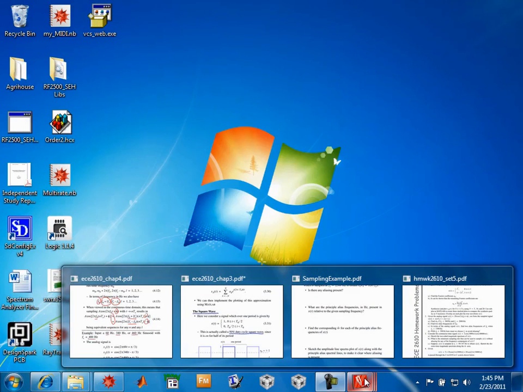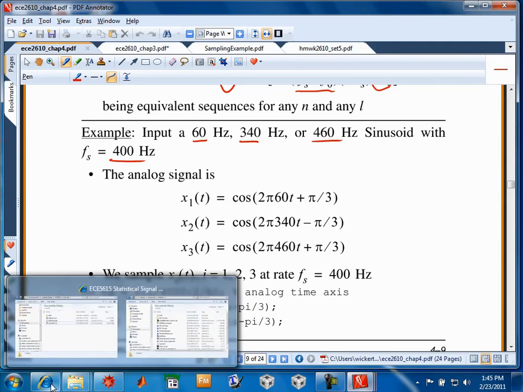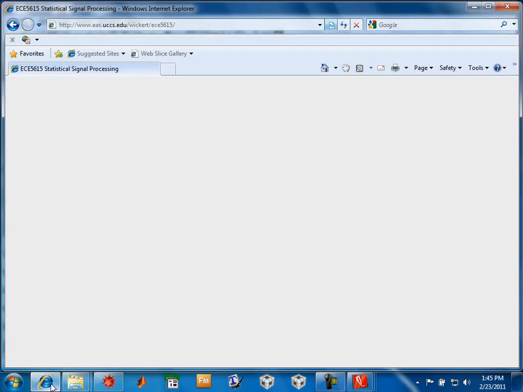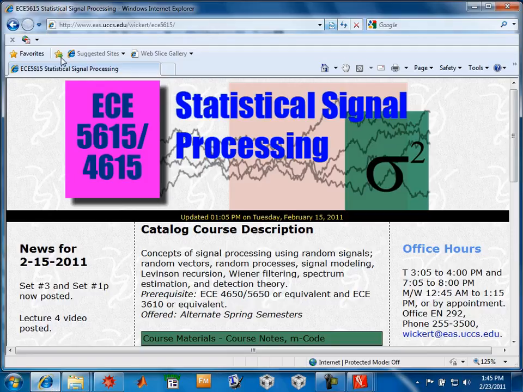Okay, we're going to do some continuations into Chapter 4, but we're also going to talk about some things from the homework. And one of the things I want to do is take a look at something with regards to this class in the midterm.